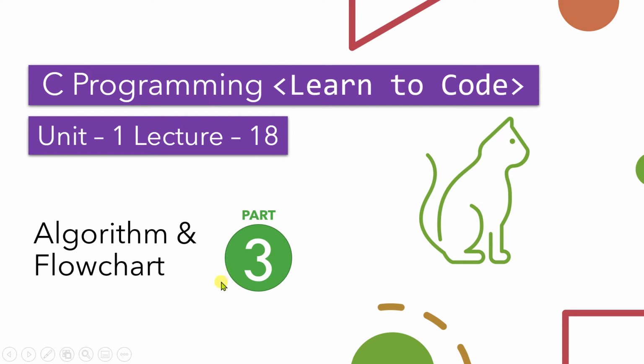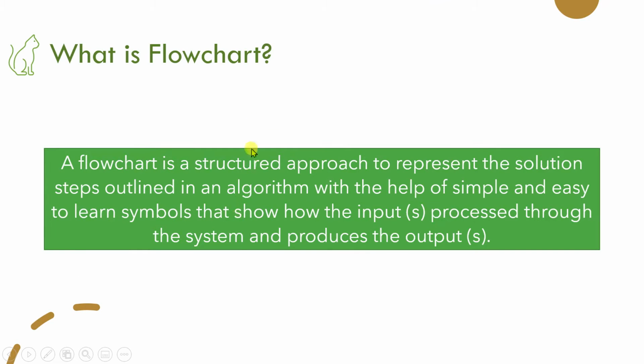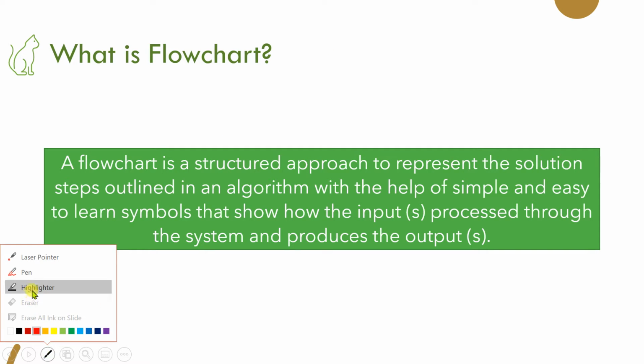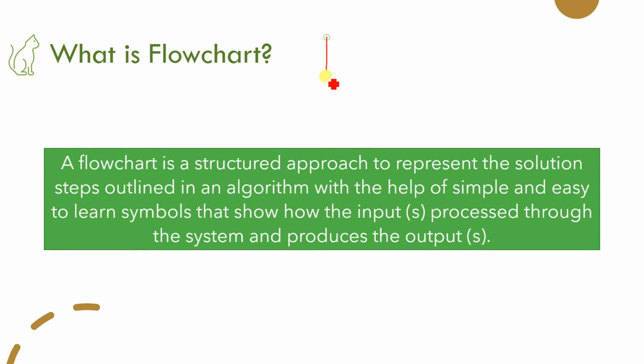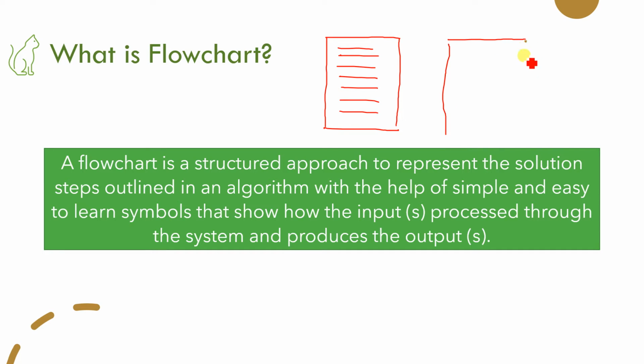So let's begin. First I will define what a flowchart is. A flowchart is a structured approach to represent the solution steps outlined in an algorithm. What does it mean? Suppose you have already written an algorithm, and we know that every algorithm contains some steps. The flowchart says we have to represent all these steps with the help of some symbols.